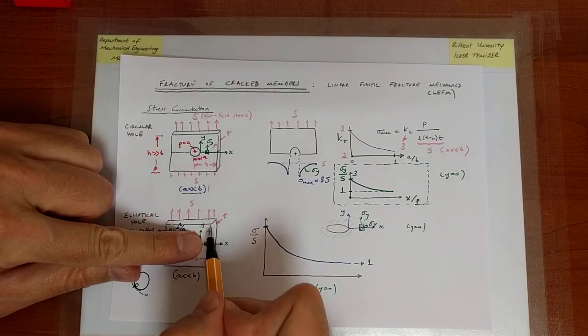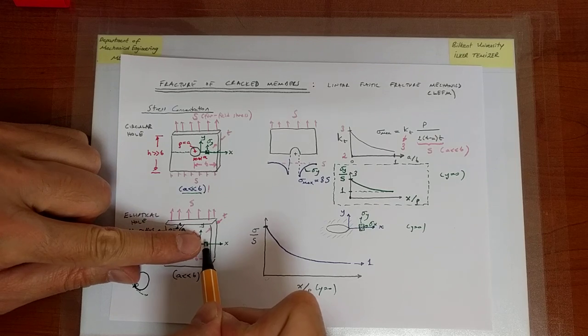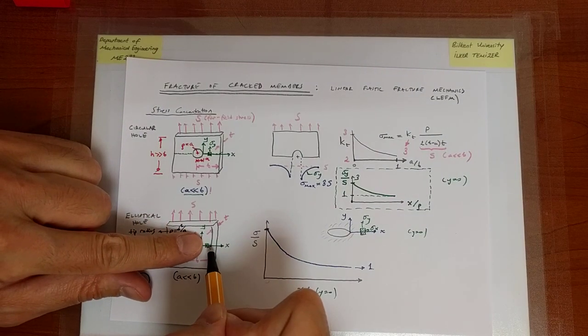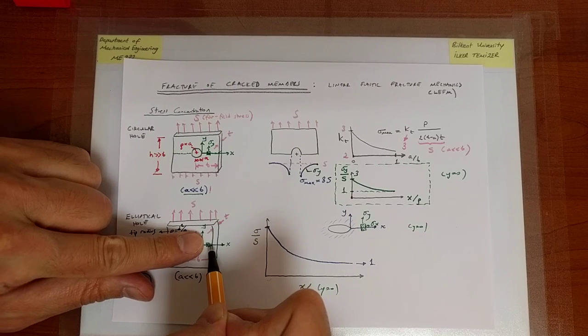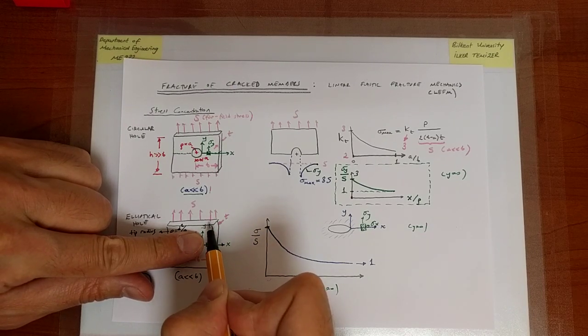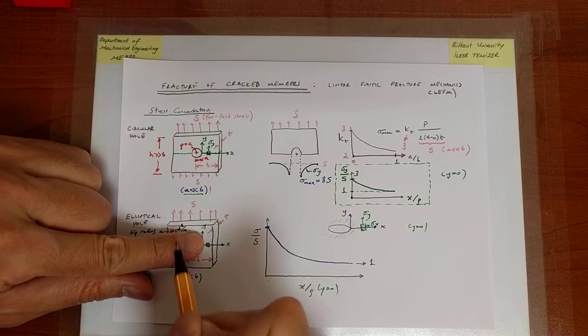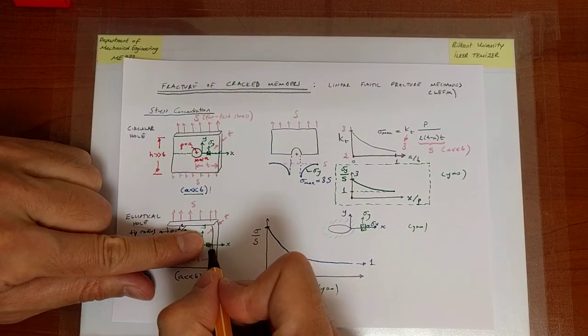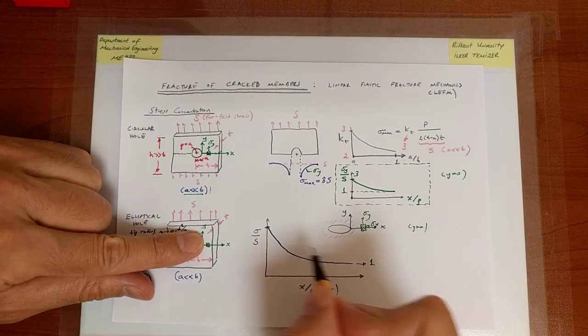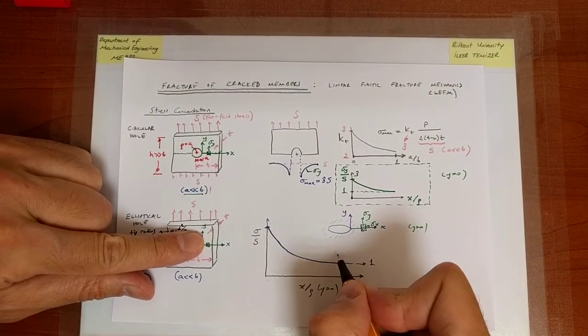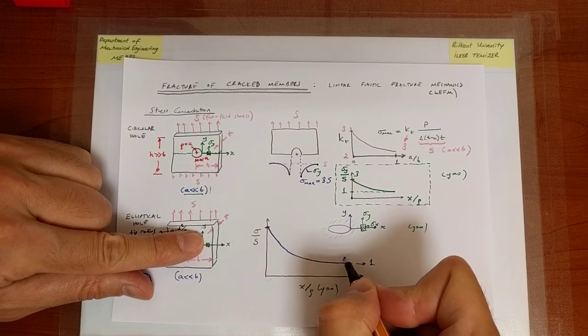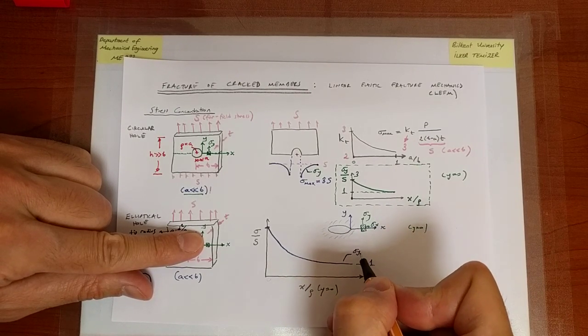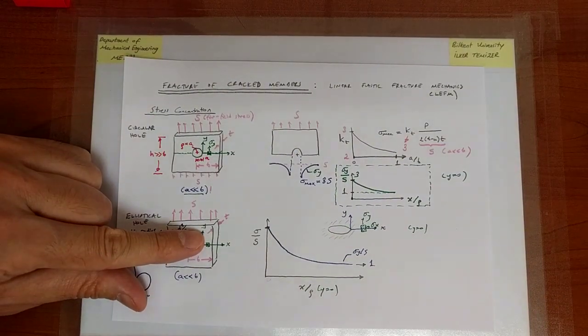Why? Because if I'm sufficiently far from the hole, the point here does not feel the presence of the hole, it turns out, so it will think that the normal stress sigma y, which is in that direction, is essentially the same as S, because it will feel as if the plate is a plate with no hole. Okay, so because the normal stress is S, then sigma over S is going to go to 1. So this is the curve that is associated with sigma y over S.